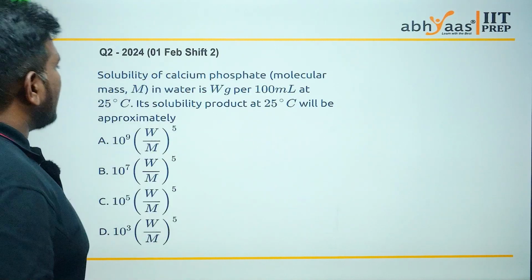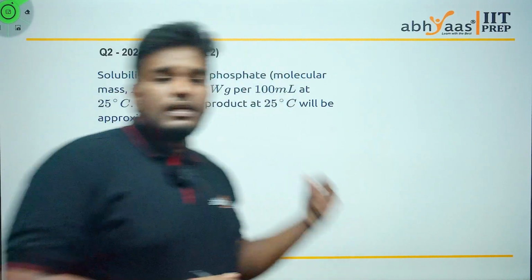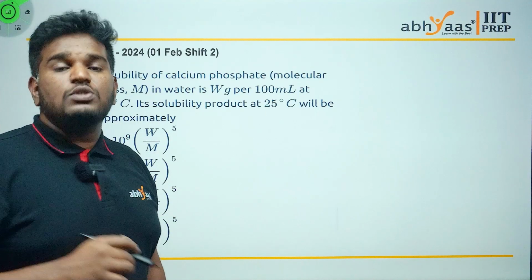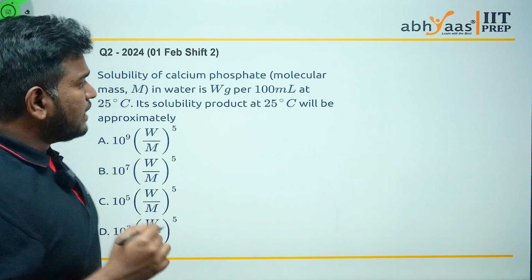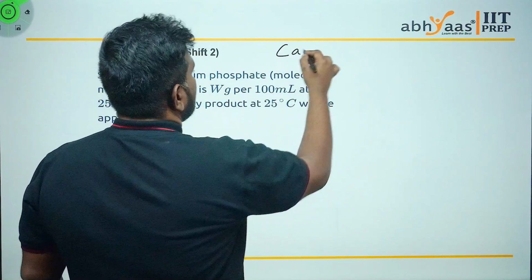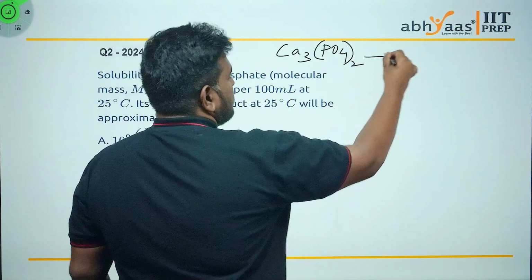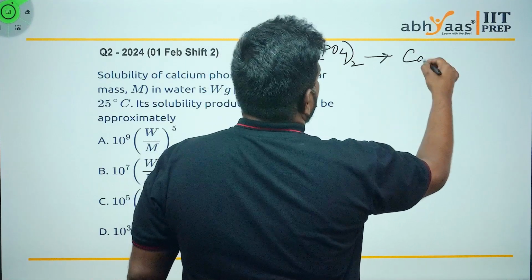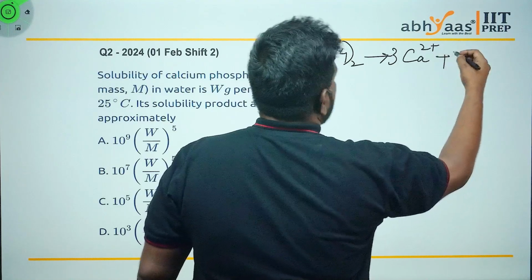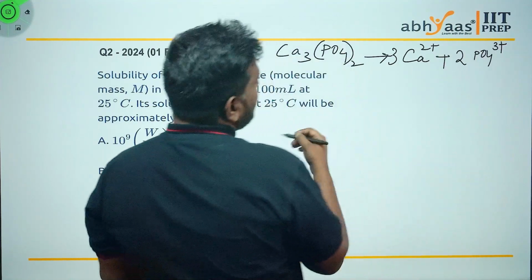In this question, we have to find out the solubility of calcium phosphate, and they have given certain options. From those options, we have to say which is the correct solubility of calcium phosphate. For that, first of all, we will see how this calcium phosphate will be dissociating. So what is that? Ca3(PO4)2. Now it will be dissociating as 3Ca2+ plus 2PO4 3-, right?